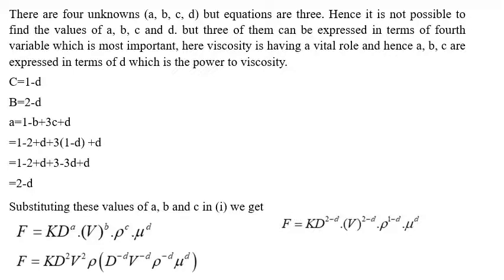So now simplifying that, we will get the next expression: F is equal to K into D square V square rho, and D power minus D, V power minus D, rho power minus D and mu power D. Then rearranging this expression, we can get the drag force F is equal to K into D square V square rho, then a function of mu by rho V D. So that is the solution for this second numerical.